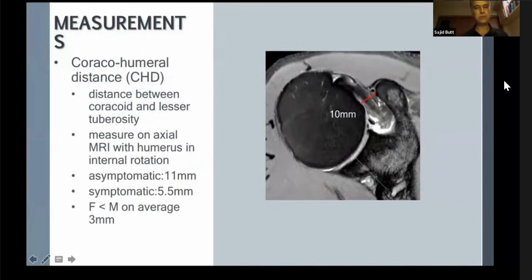Secondly, the distance between the deep surface of the coracoid and the front of the lesser tuberosity, if it's abnormally reduced, then that's abnormal. Usually it's about 11 millimeters, but in patients in whom this is less than 5 millimeters, that's very small. And like you saw earlier, the reduced space between the acromion and the top of the humerus, similarly, reduced space between the deep surface of the coracoid process and the front of the humerus is going to impinge upon the subscapularis.